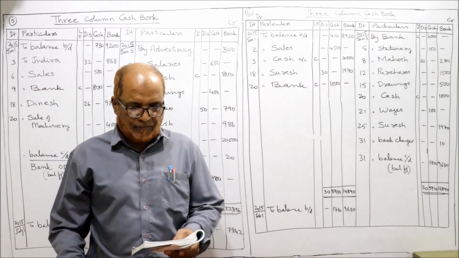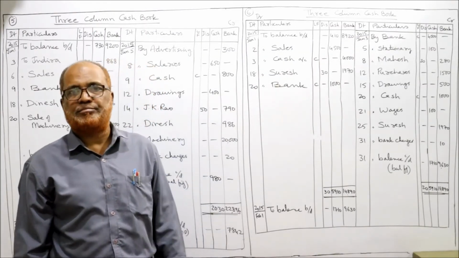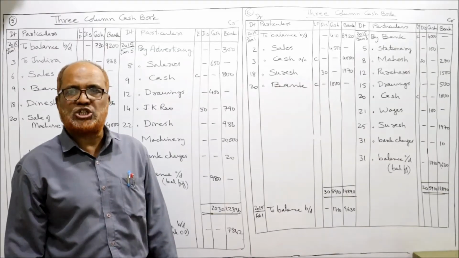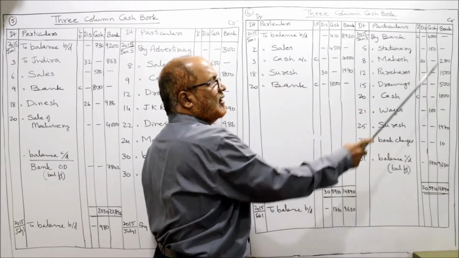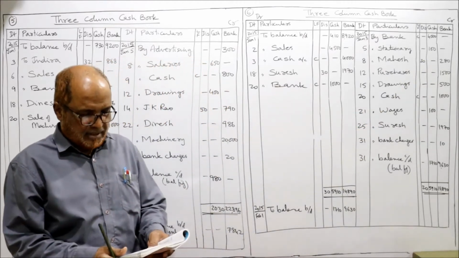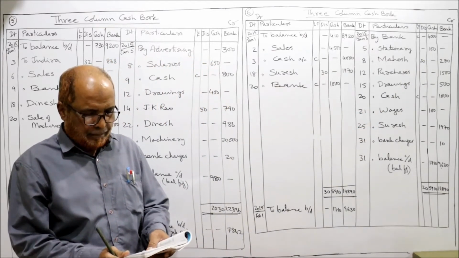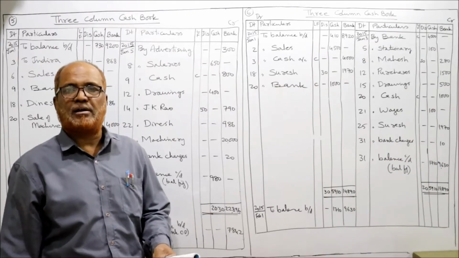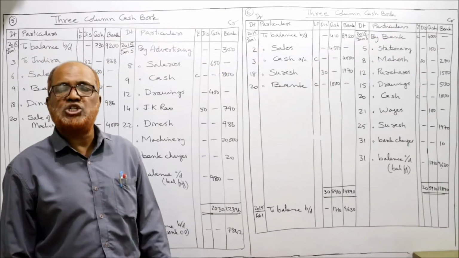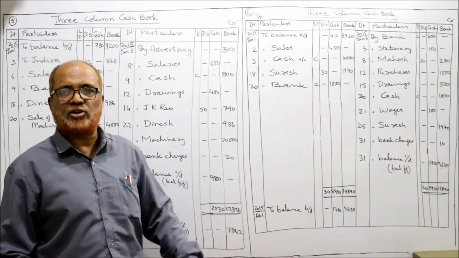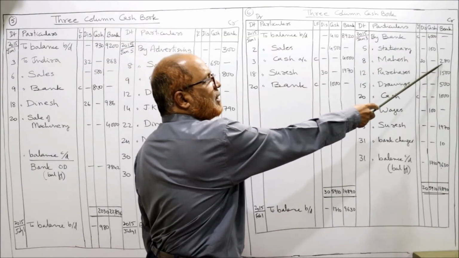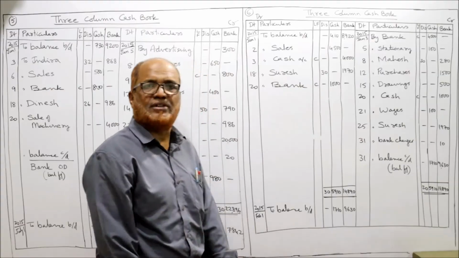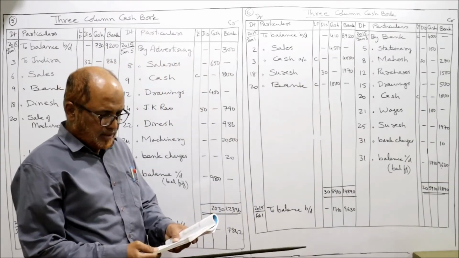3rd completed. Now 5th, purchased stationery. That means payment made in cash. Buy stationery, 100 rupees, cash column. Then paid Mahesh by check. We are issuing a check to Mahesh. 280 rupees is the check amount. 20 rupees discount received.